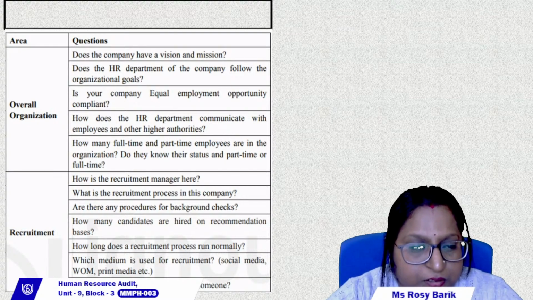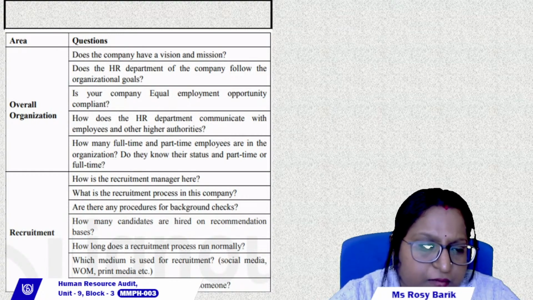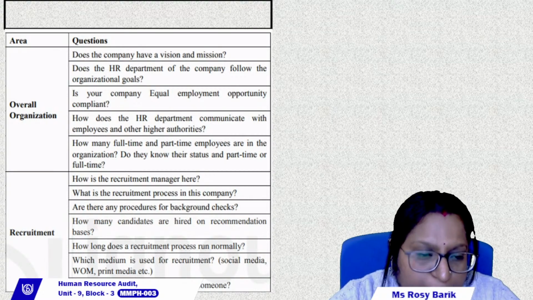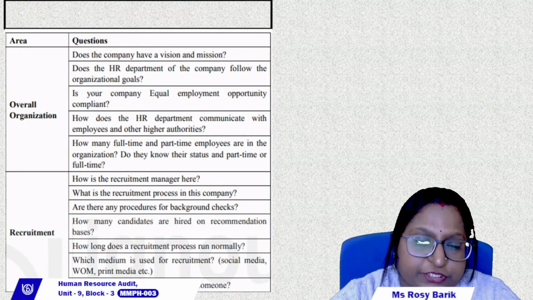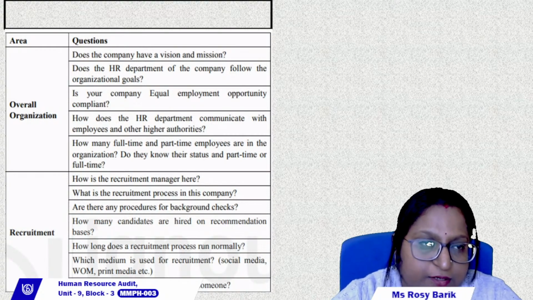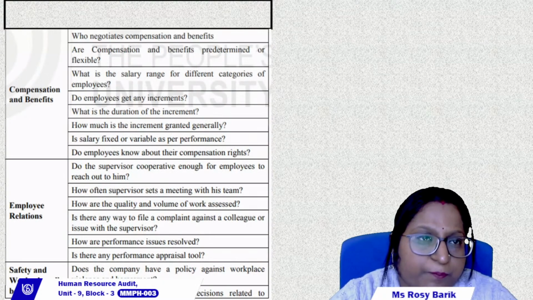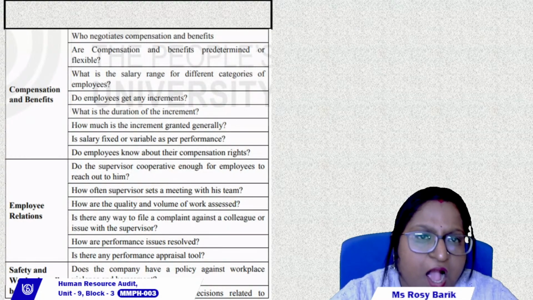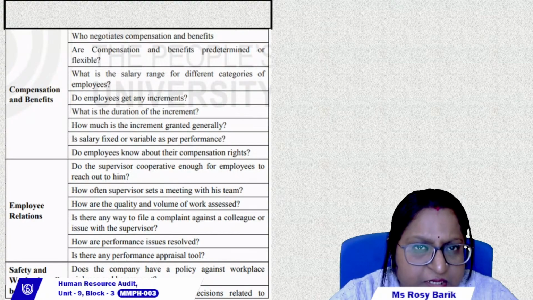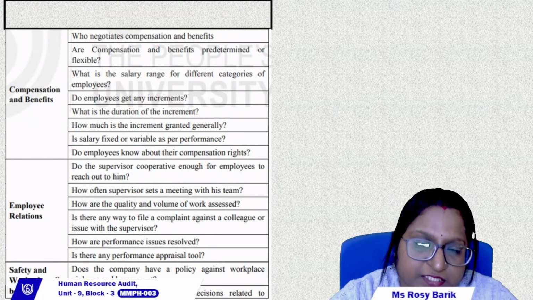And which medium is used for recruitment, whether it is social media, word of mouth, or print media, etc.? Who makes the final decision to hire someone? It also can be questioned. Then compensation and benefits. Who negotiates the compensation and benefits? Are the compensation and benefits predetermined or flexible?